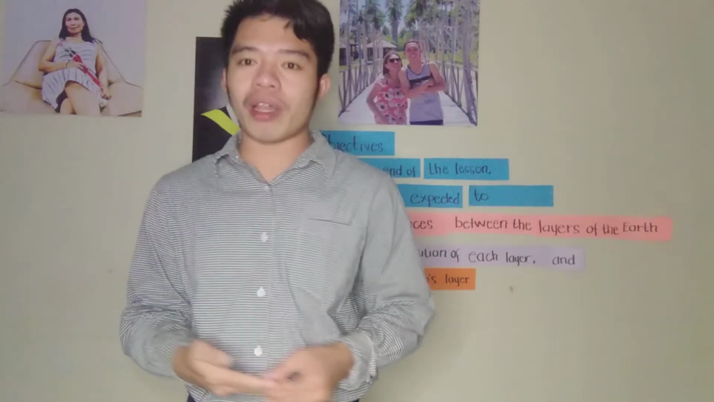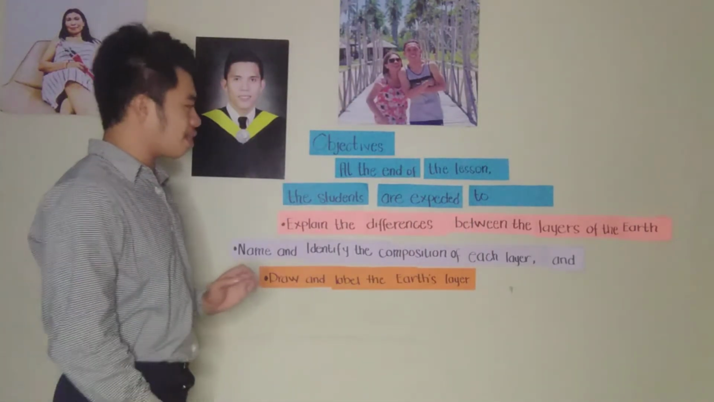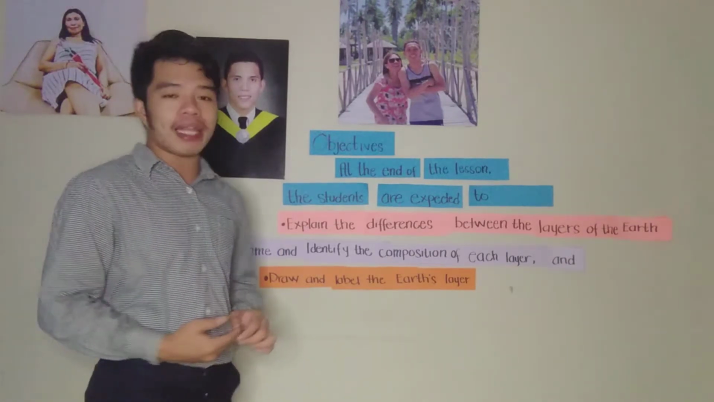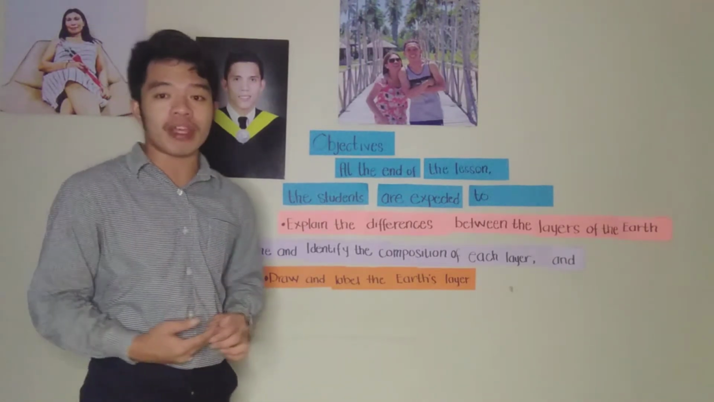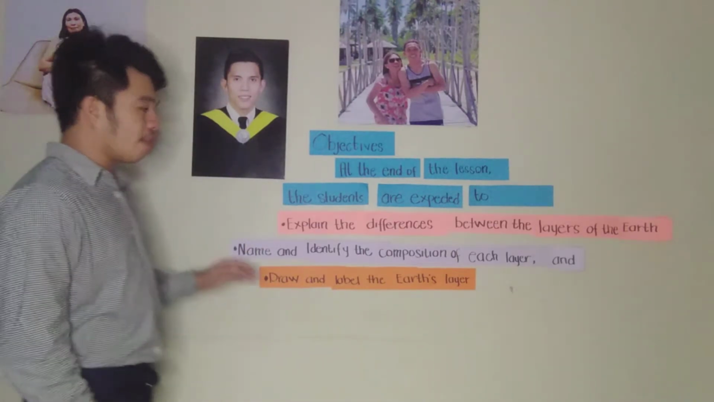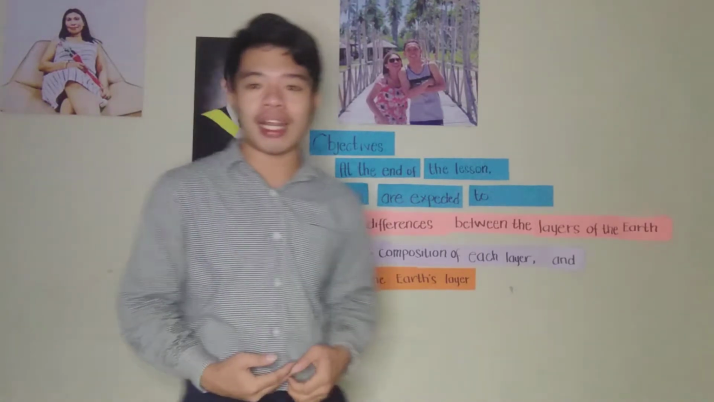Thank you. To our topic, let us find out first our objectives. At the end of the lesson, the students are expected to first, explain the differences between the layers of the Earth. Second, name and identify the composition of each layer. And third, draw and label the Earth's layers.